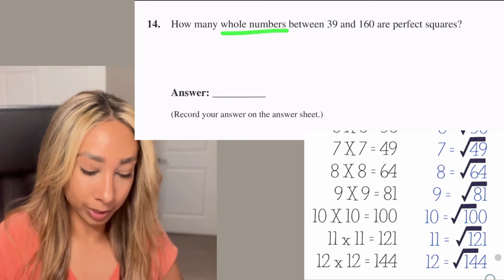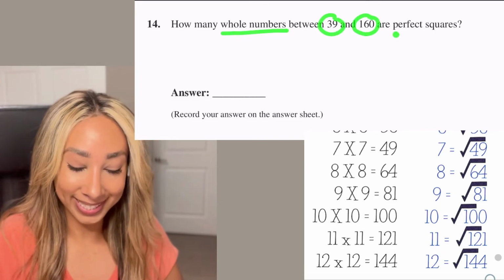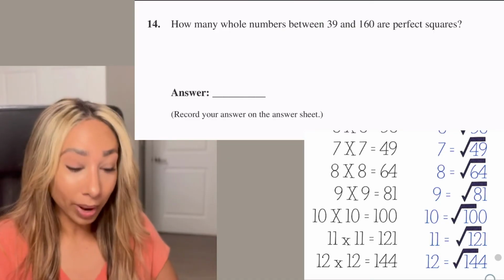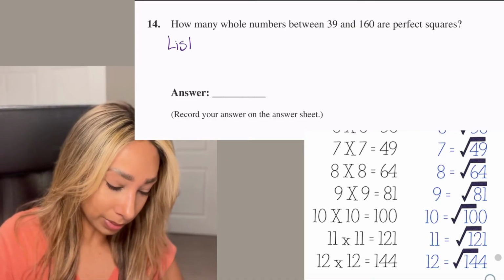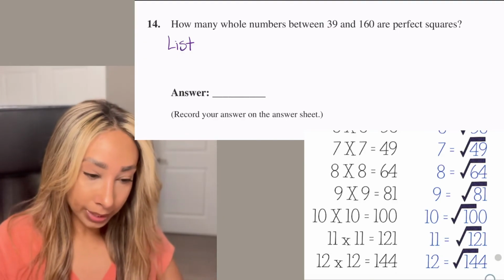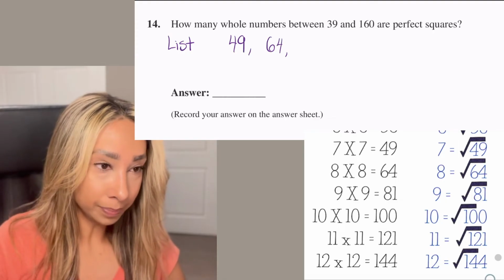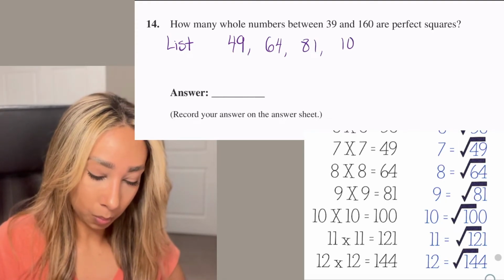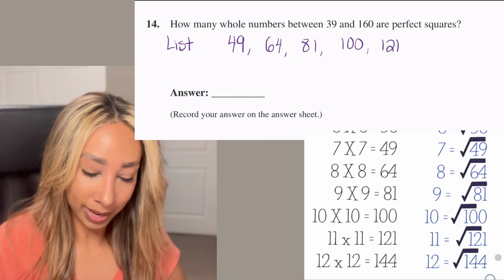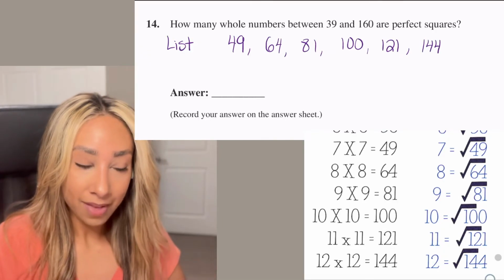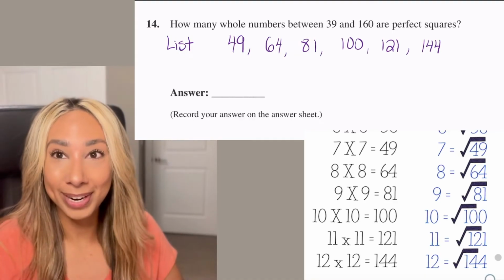Okay, so let's take a look at question 14. If you haven't already, what I would suggest for this one is to pop open that list if you don't have those perfect squares memorized, because what we have to do with this one is list how many whole numbers are between 39 and 160 that are perfect squares. So I'm actually just going to list them out. I'm looking at the answers of those squares, so that's going to give me 49, 64, 81, 100, 121, and 144. If I go any bigger than that, I'm going to hit bigger than 160.